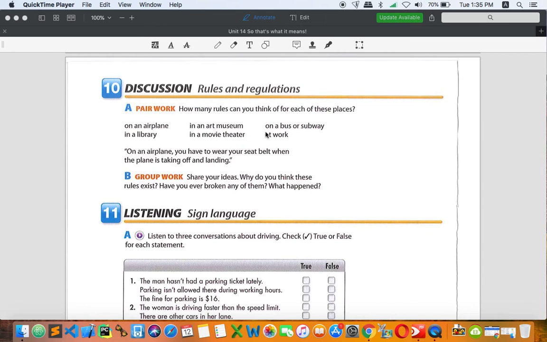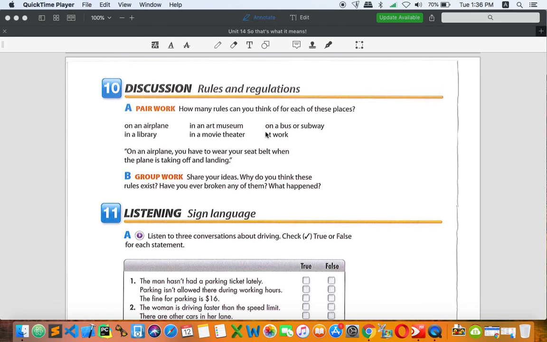In an art museum, you cannot touch the exhibits, you cannot touch the items or the pictures, you cannot make noise. I think you have to be quiet there, and you are not allowed to take flash pictures. These days we have phones, but you need to turn off your flash anytime you take photos. Of course you can use your phone or camera to take photos, but you should not use flash. It can disturb other people around.